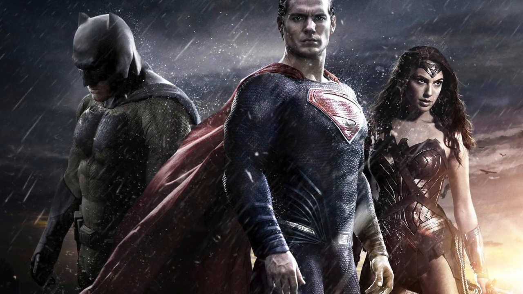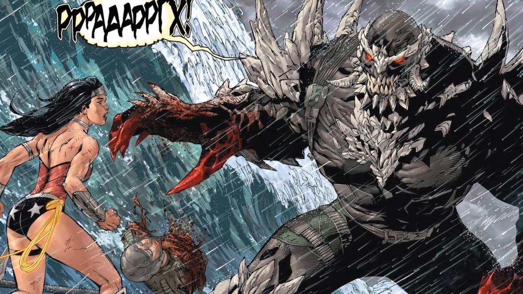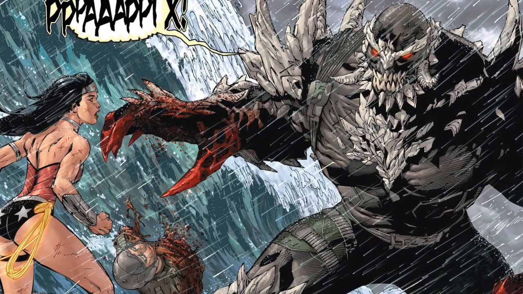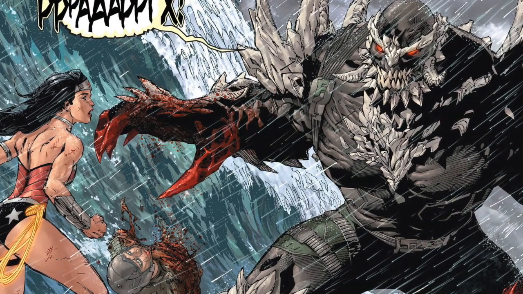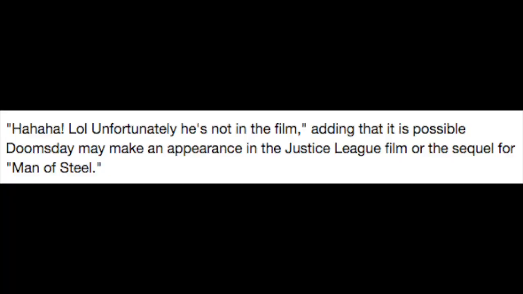And that is Doomsday. Doomsday is not in Batman v Superman. Somebody by the name of Sean Ray, who worked on the 3D character models in Batman v Superman, posted a picture on Twitter about Doomsday. It was unrelated to the film. Somebody, a fan, in the comments said, how was editing Doomsday in Batman v Superman or something witty like that, and his response was, ha ha ha ha, lol, unfortunately he's not in the film.